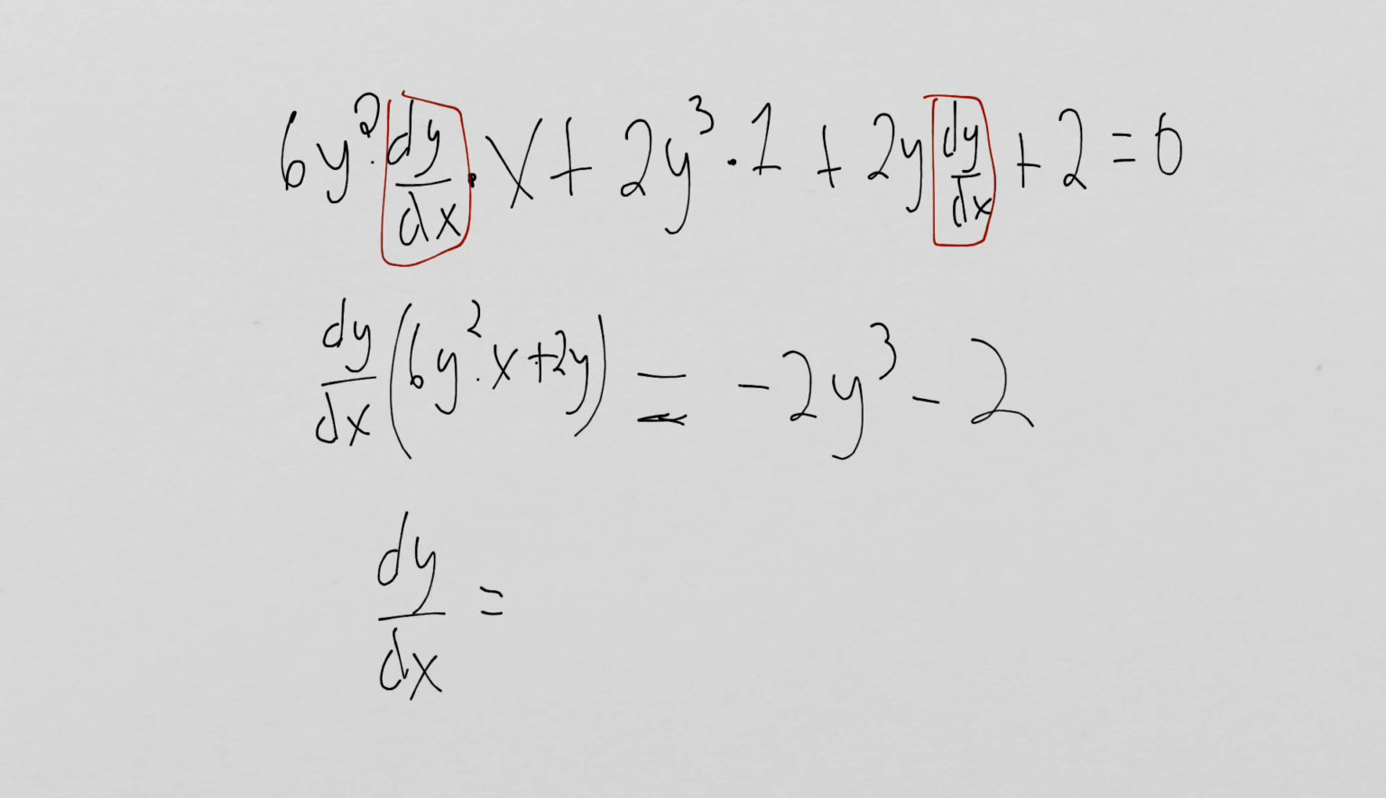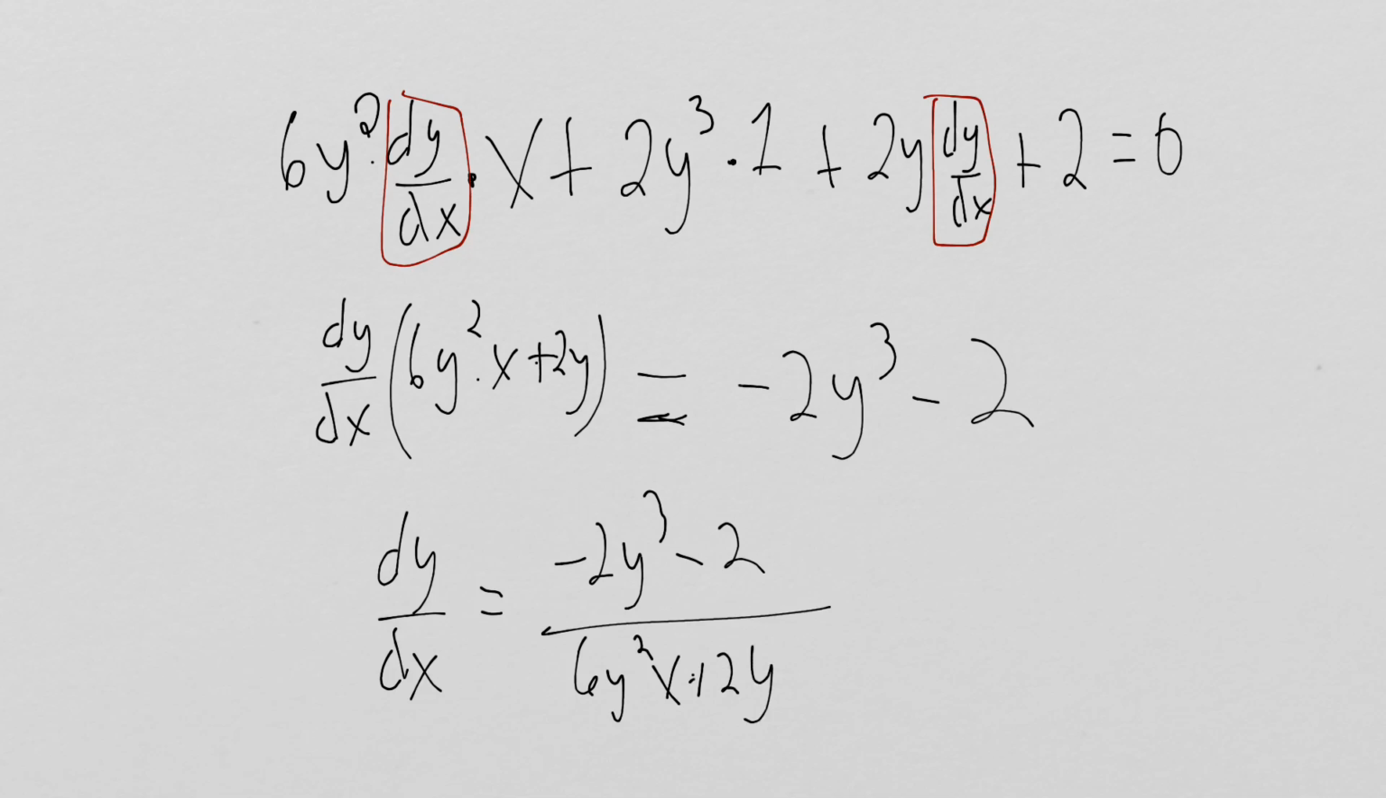So that's what we're going to divide over when we isolate dy/dx. We get dy/dx equals negative 2y cubed minus 2 divided by 6y squared x plus 2y. Based on what the problem's asking for, we're not done yet. It looks like it's asking us to simplify this down.